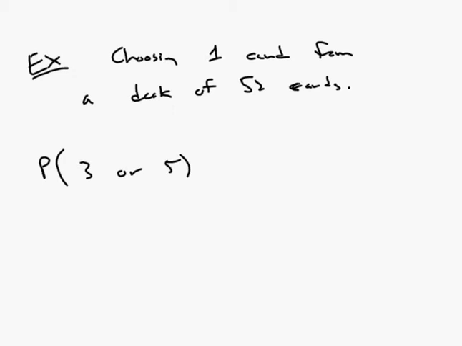Well, you know something about the deck of cards. You know that there are 4 threes, 4 cards with a 3. There's a 4 of hearts, diamonds, spades, and clubs. And then there's 4 fives, the same suits. So we can say there's a 4 to 52 chance of getting the 3, and then another 4 to 52 chance of getting the 5. So we add those together. This is 8 out of 52.